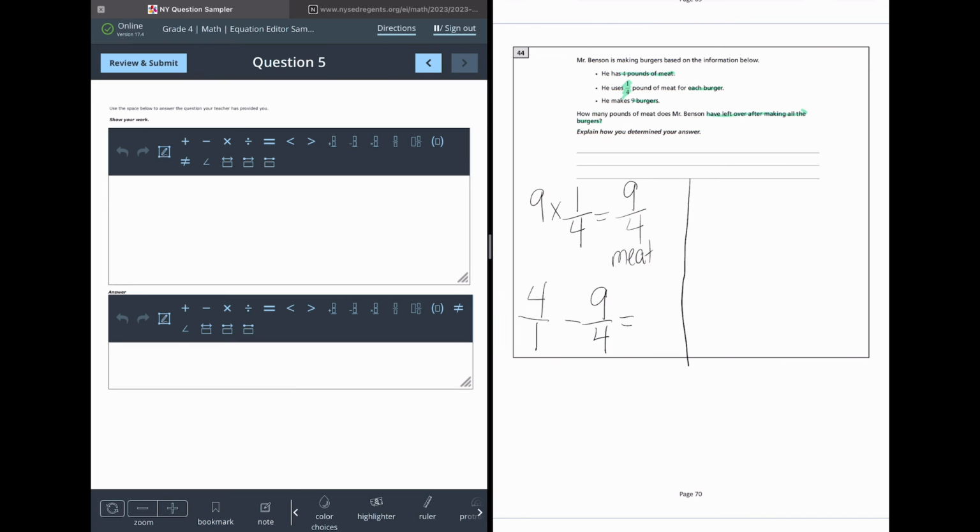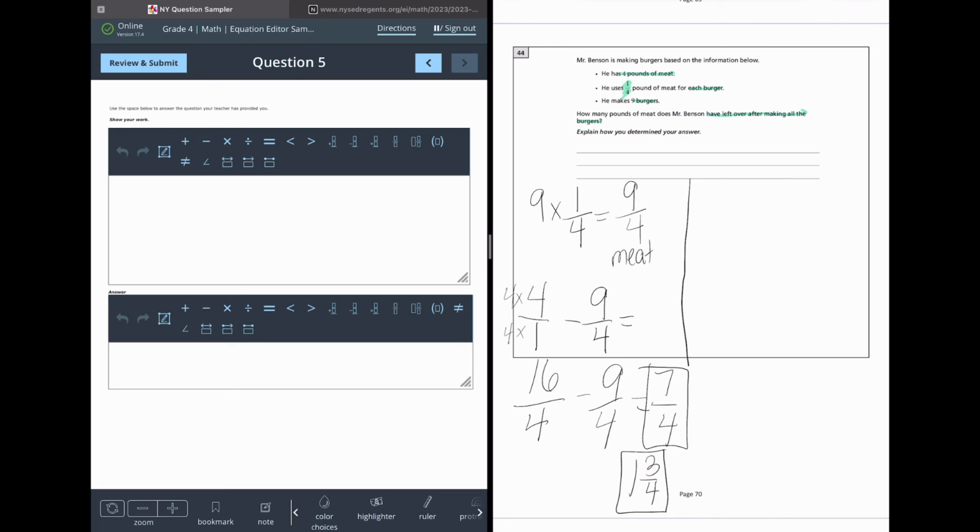So I'm going to need to change the 4/1 so that it has a 4 on the bottom. The way I'm going to do that is 1 times 4 is 4, so 4 times 4 is 16. And now I can subtract: 16 minus 9 is 7/4. It is an improper fraction, so you can change it to a mixed number, 1 3/4. Both of those will work. Okay, so that's one way, is to figure out how many burgers he made, and then subtract.